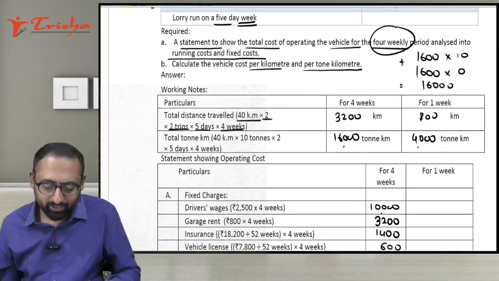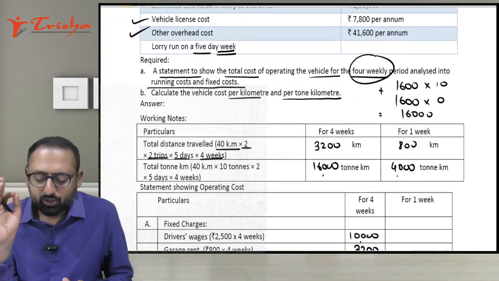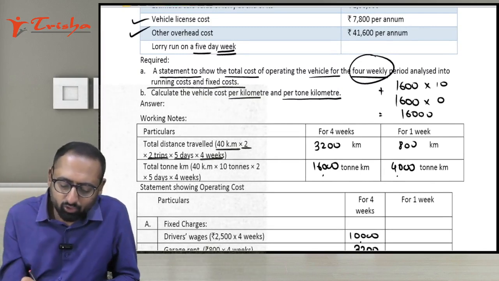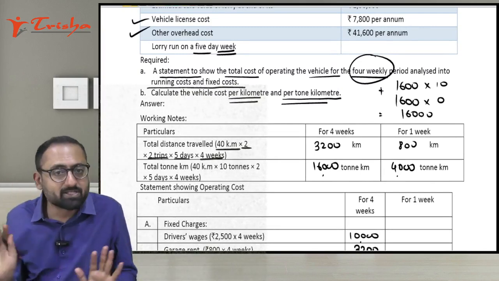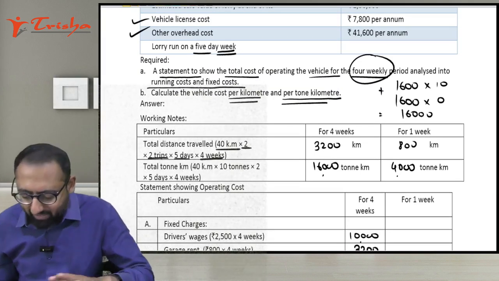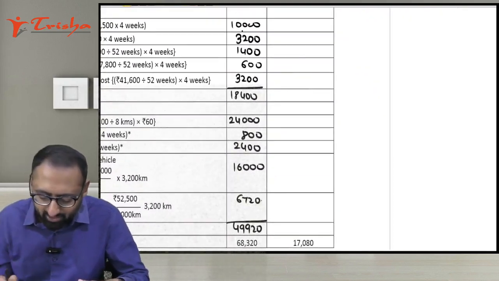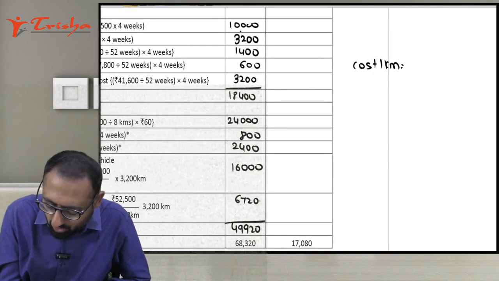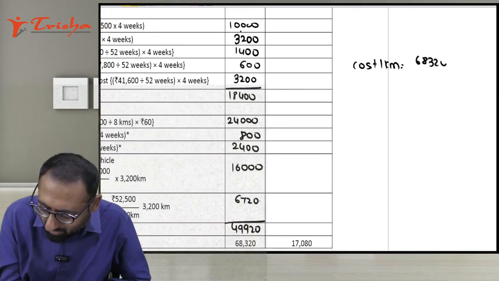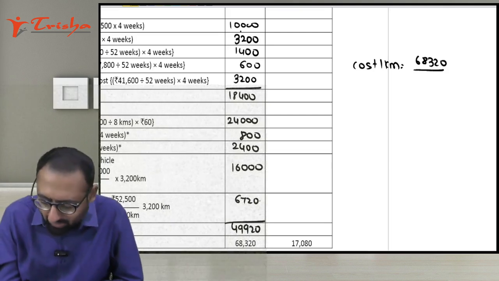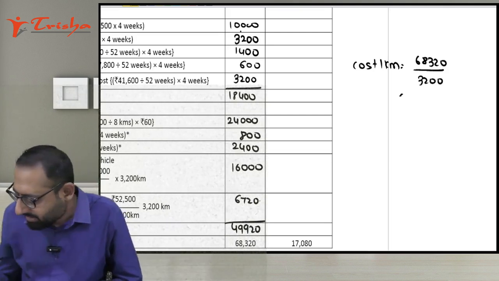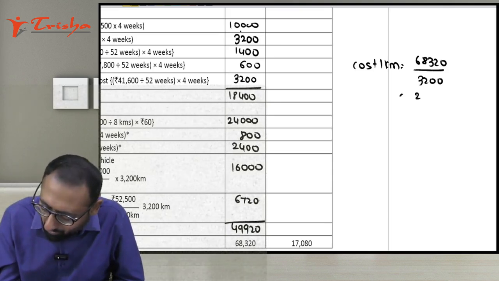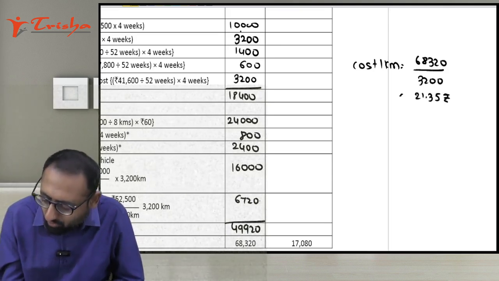what you need to calculate: a statement showing total cost for the 4 weekly period for one vehicle, and calculate cost per kilometer and cost per ton kilometer. So cost per kilometer is very simple. I'll write here, guys, cost per kilometer. Your total cost is 68,320 and total kilometers traveled by you is 3,200. So 68,320 divided by 3,200, guys, 21.35 rupees is your cost per kilometer.